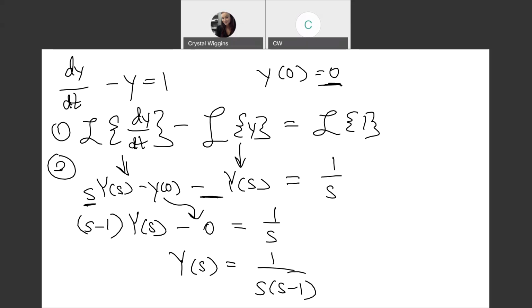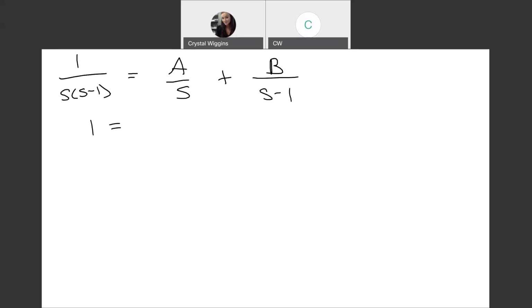Now, again, we see that there is a product in the denominator, which is complex. So we are going to do partial fractions again. We have 1 over s(s minus 1) is equal to A over s plus B over s minus 1. Both the denominators have an s to the first power, so we only need constants in the numerator. Multiply through by that common denominator, and that gives us 1 is equal to A times (s minus 1), because the s canceled with the denominator, and Bs, because the s minus 1 canceled with the denominator. 1 is equal to As minus A plus Bs.